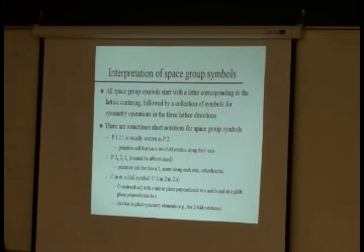It could be an F, it could be a P, it could be an I, it could be an A, a B, or a C. That's it. If you think back to the Bravais lattices, you should have some idea of what they stand for. Primitive, body-centered, face-centered, or one of the base centers, right? So, the first entry in the space group symbol tells you something about lattice centering.